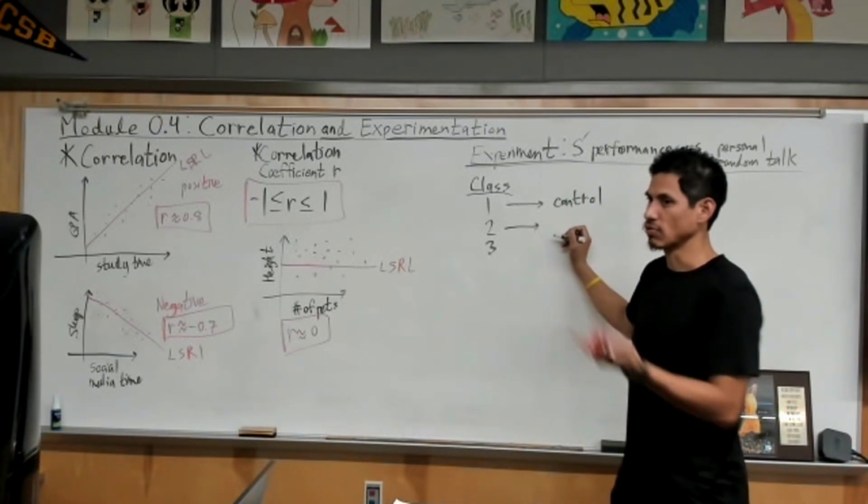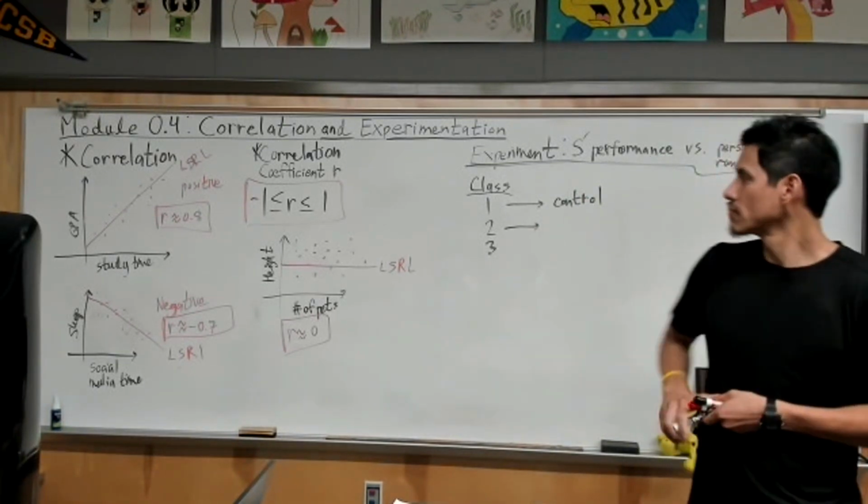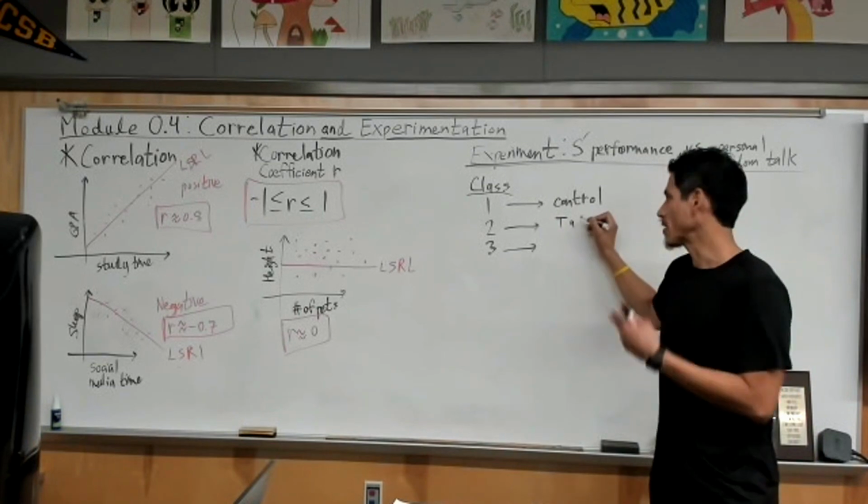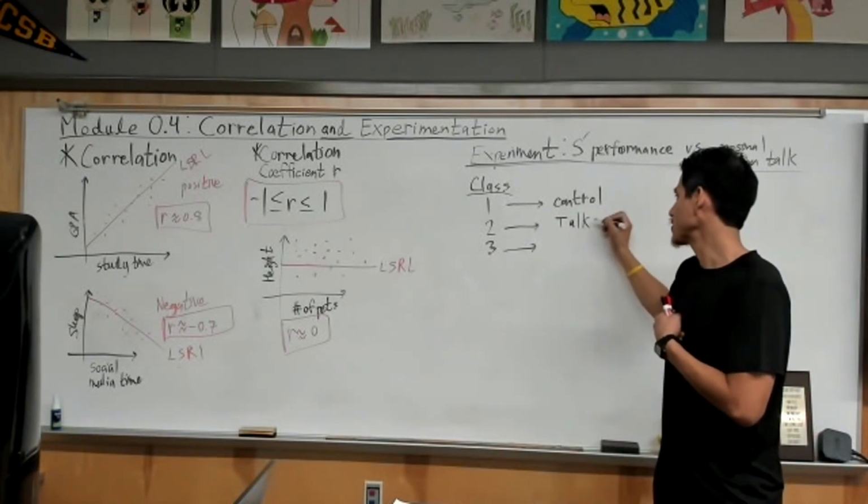Why do we have to have a control group? So they can compare it to the other groups. Yeah, good. You want to have some sort of comparison, a baseline.